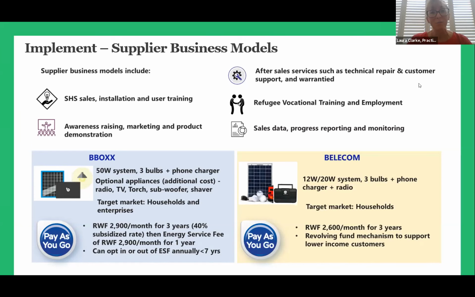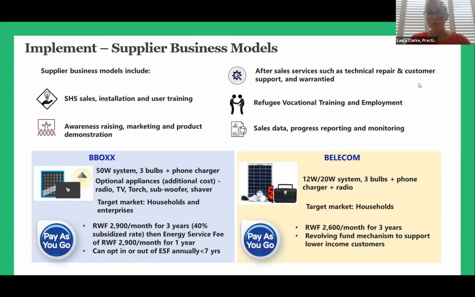So you can see a breakdown of what the supplier business models included: sales, installation, user training, awareness raising, marketing, but also a real focus on after sale services such as technical repair, customer support and warranties. Both the suppliers also engaged refugees as employees and staff. And then we also partnered with them to offer sales data, progress reporting and monitoring reporting, and understanding what was working and what wasn't working in terms of how viable that business model was in the long term.